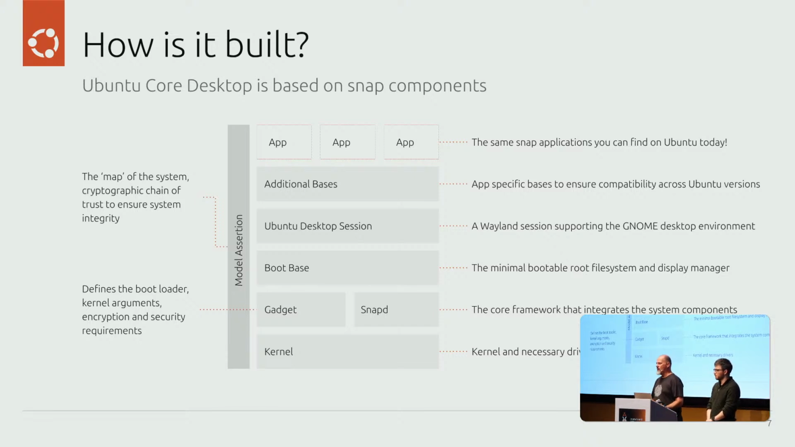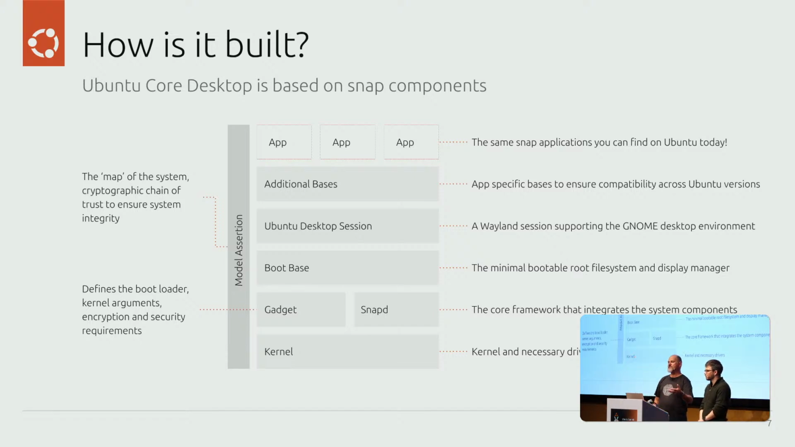Another component is the kernel, obviously. This is also delivered as a snap. We have a gadget snap, which is also another Ubuntu Core concept, which defines things like the bootloader, what the file system is going to look like, security settings, encryption, those sorts of things. And of course, snapd, this is what manages the entire system, right?